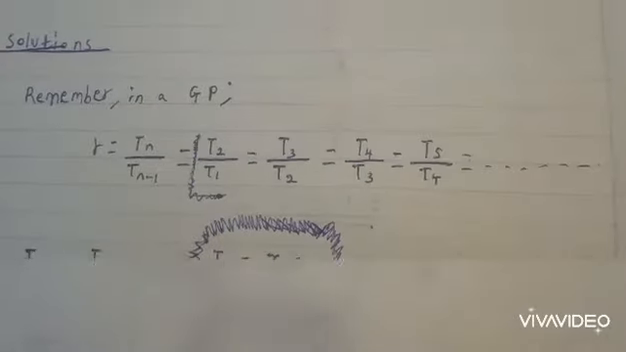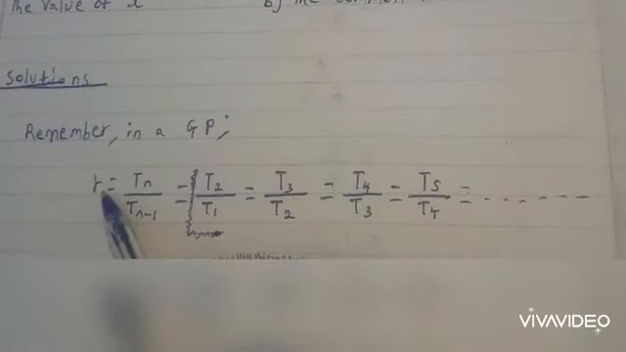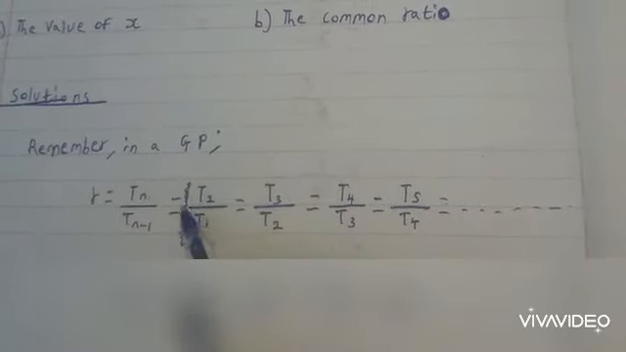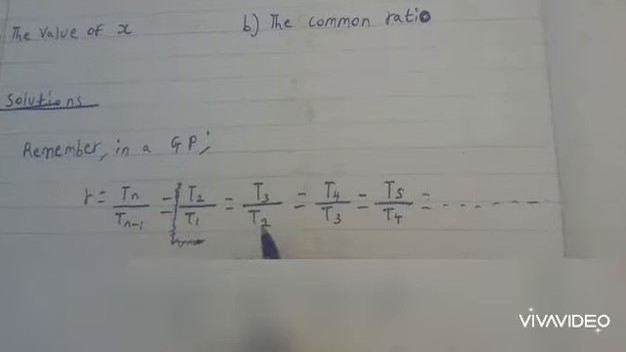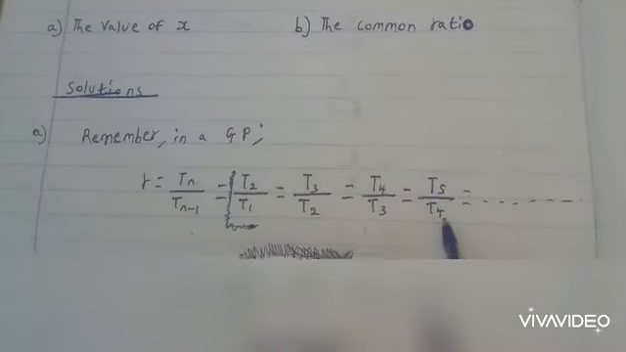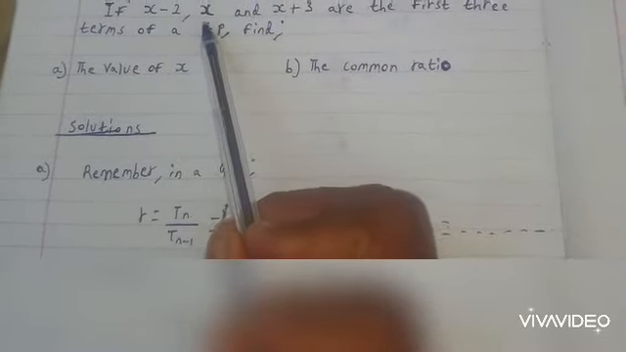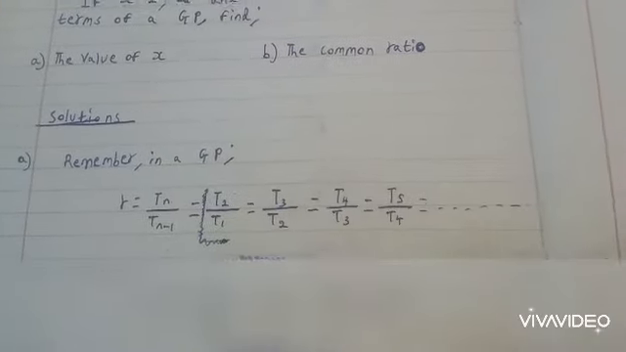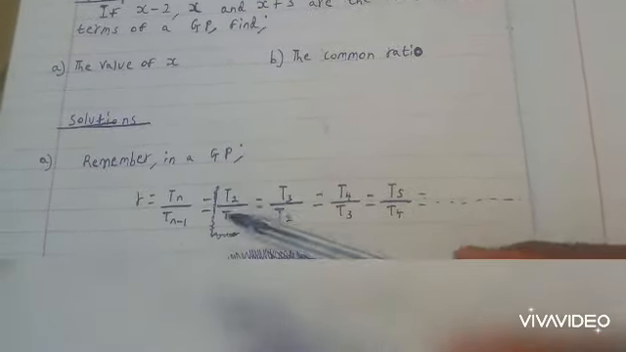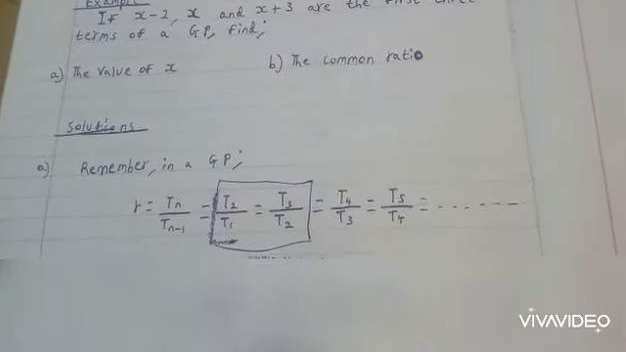But if you remember, in a geometric progression, the common ratio can be found using the formula Tn over Tn minus 1, which is the same as T2 over T1, or T3 over T2, or T4 over T3, or T5 over T4. But in our question here, we've only been given three terms, T1, T2, and T3. And if T2 over T1 is the same as T3 over T2, we can make this an equation and solve for x.